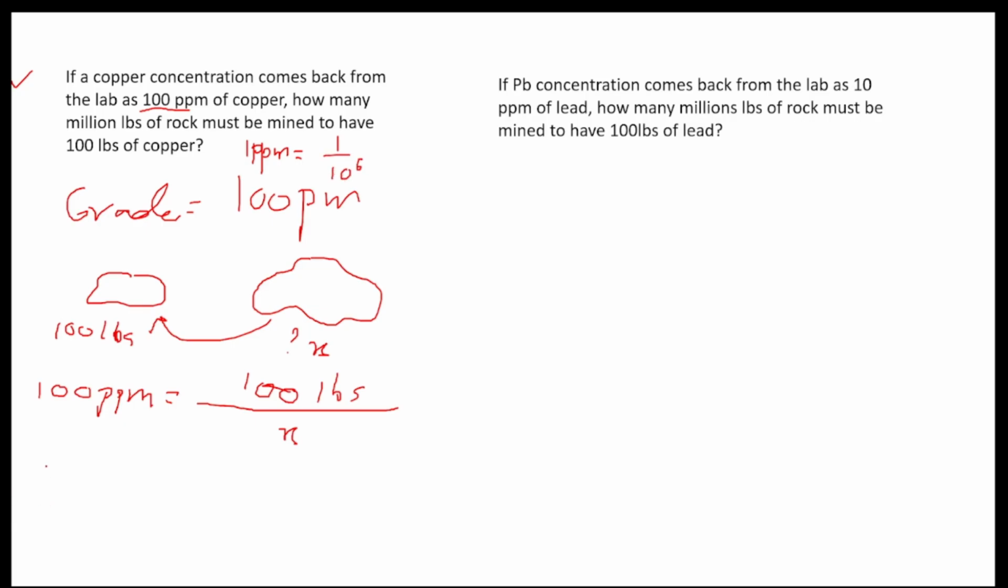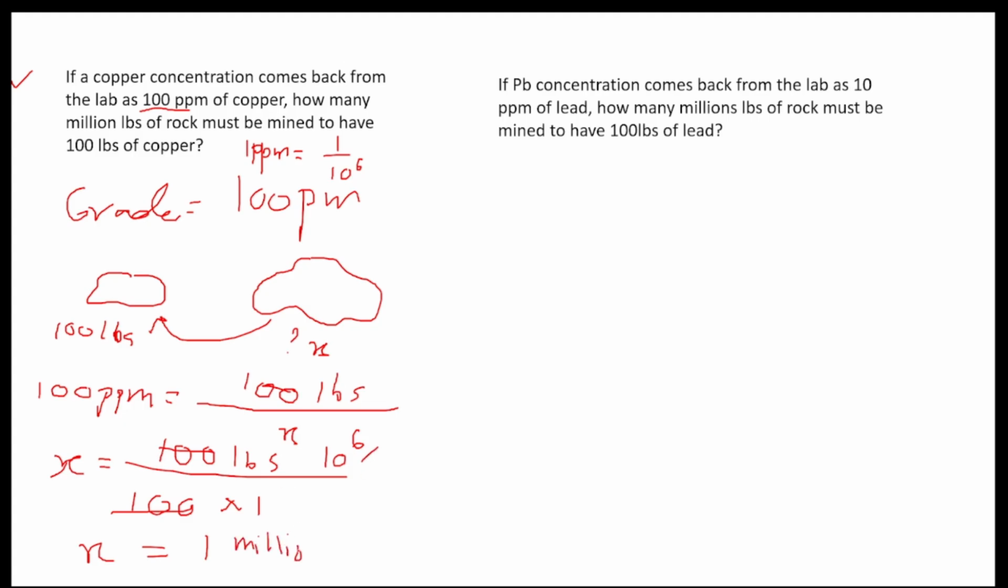Alright. So x is equal to what? 100 ppm we have to convert, 1 divided by 10 raised to power 6 here. So 100 pounds, what would be the answer then? These two got cancelled. We have to find our answer in million pounds. So x is equal to 1 million pounds.